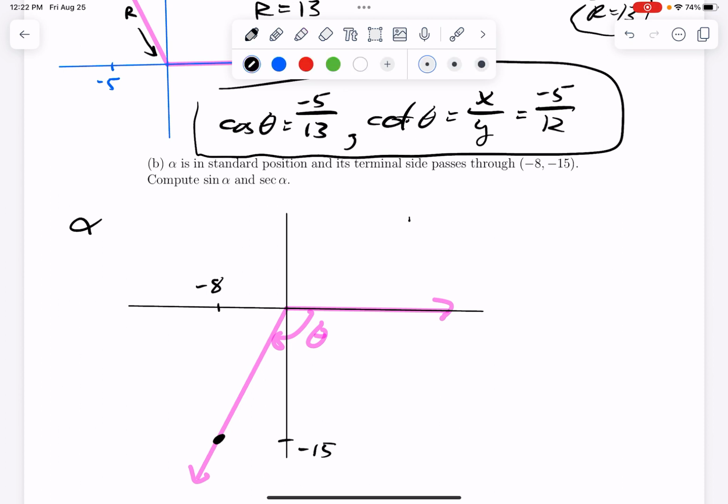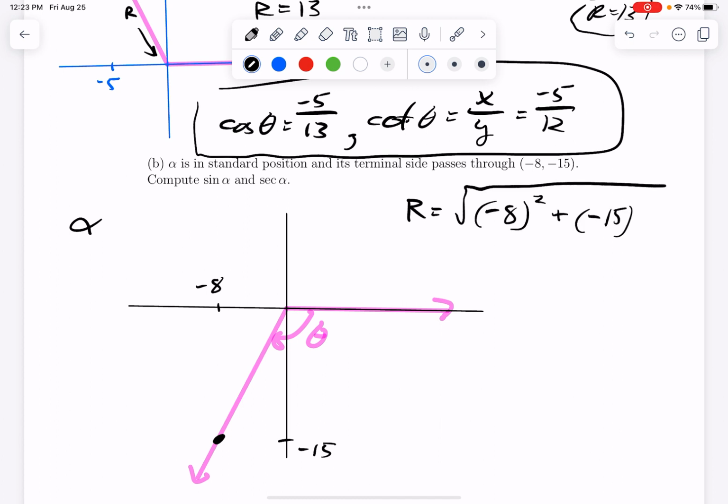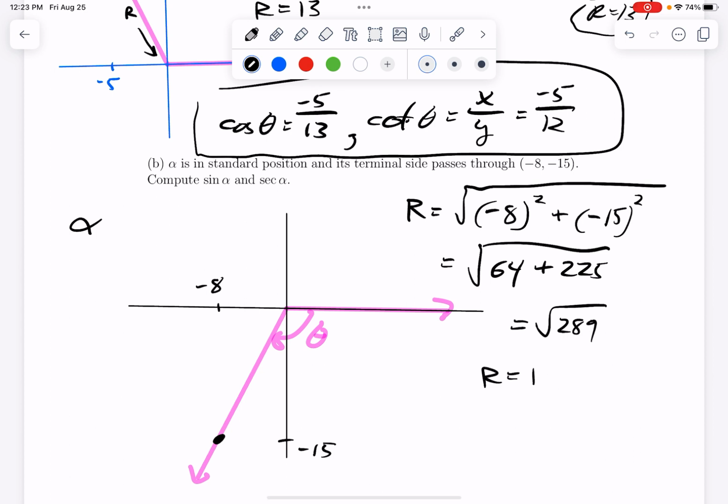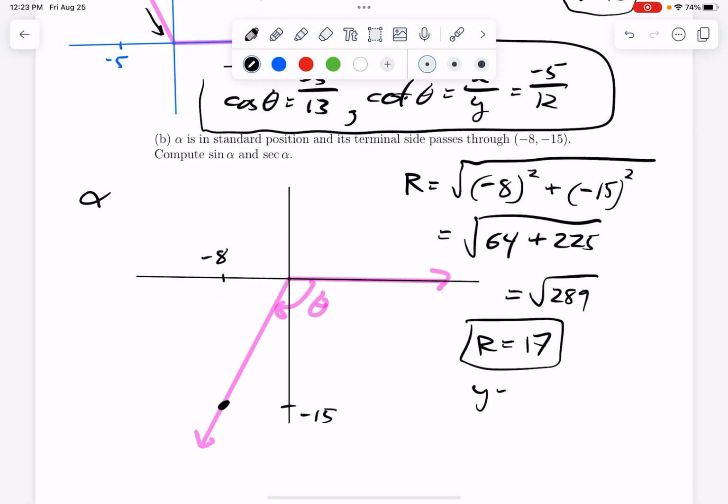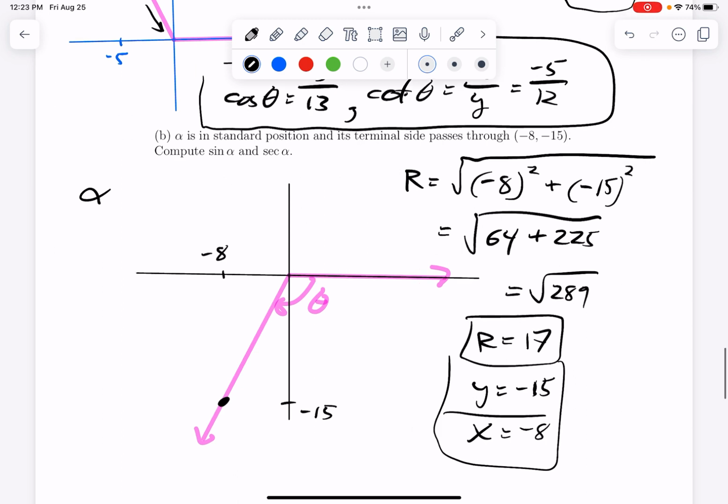So I hope you did that. We need to figure out what r is. R will be the square root of x squared plus y squared. -8 squared is +64. 15 squared is +225. This works out to 289. And again, maybe you didn't anticipate this, but I set you up so that r is a whole number. So r is 17, y is -15, x is -8, and we just apply these formulas.